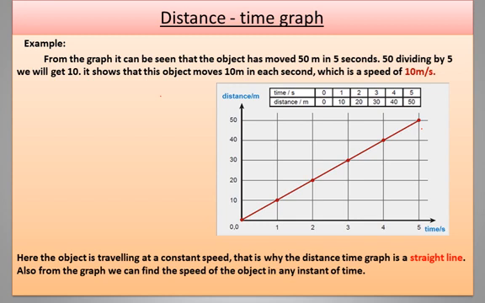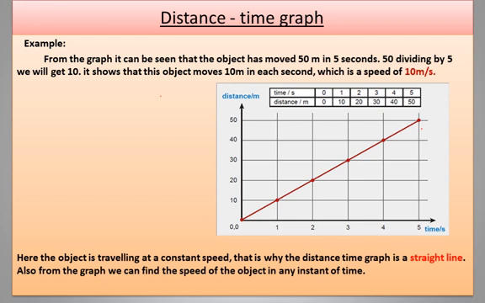in 5 seconds. So, how will you find the speed of the object? You know, speed equals distance divided by time. So, 50 divided by 5, you will get 10. What is the unit of speed? Distance by time, where distance is in meters and time is in seconds. So, the unit is meter per second. The speed is 10 meters per second. That means the object moves 10 meters in each second.